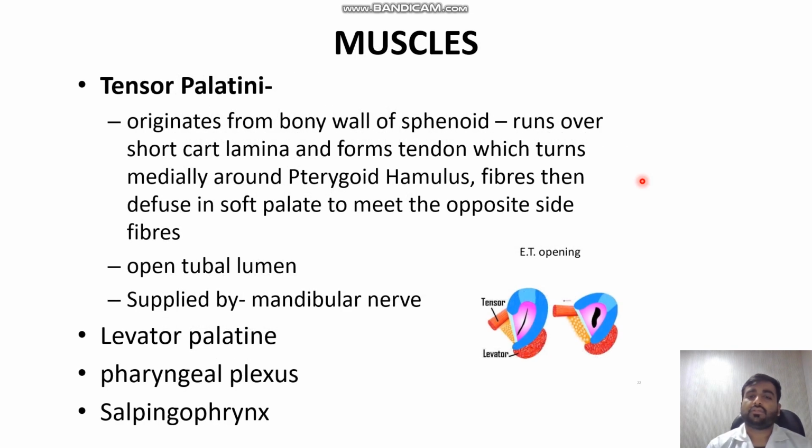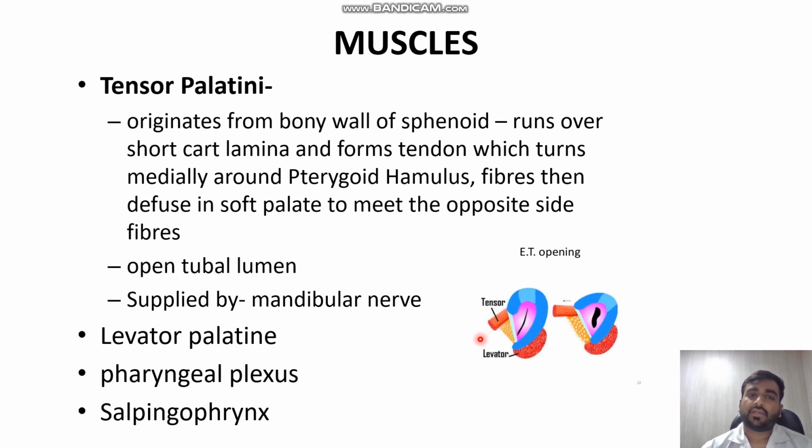Now we are discussing the muscles of the Eustachian tube. The muscles are the tensor tympani muscle, levator veli palatini muscle, tensor veli palatini muscle, then the pharyngeal muscle and salpingopharyngeus muscle. First, the tensor veli palatini muscle.